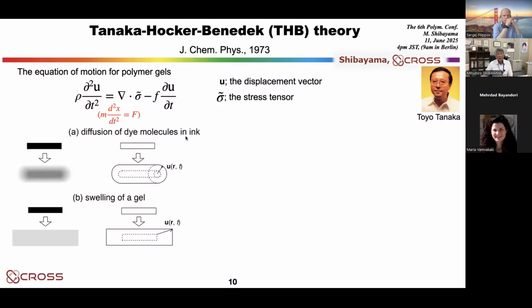One is the diffusion of dye molecules in ink, and the other one is the swelling of a gel. In the case of diffusion of dye molecules in ink, each ink pigment diffuses independently. This is why, starting from the rectangular shape, it ends up as a round shape, as you see here, or you can have some experience by yourself. On the other hand, in the case of swelling of the gel, the gel keeps its own shape. Why does it happen? The reason is that each polymer chain is connected to its neighbors. So they have to minimize those stresses or strains to keep the shape. This is the essential point of the swelling or diffusion of the gel.